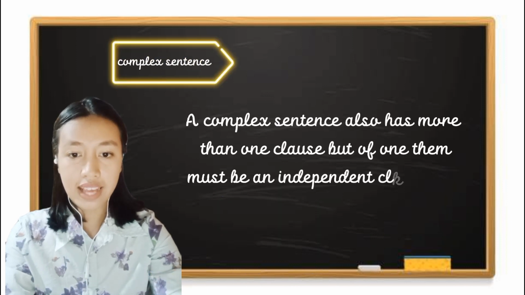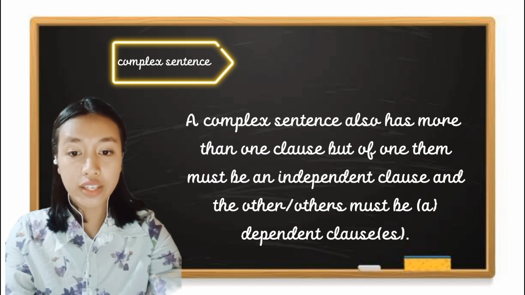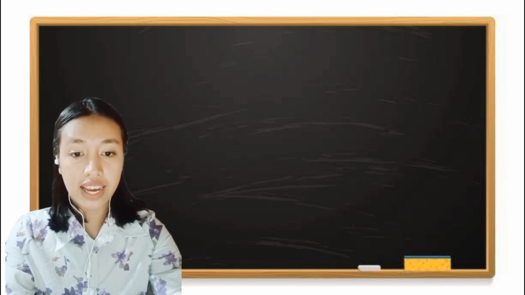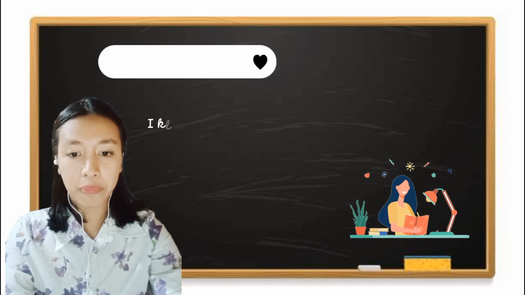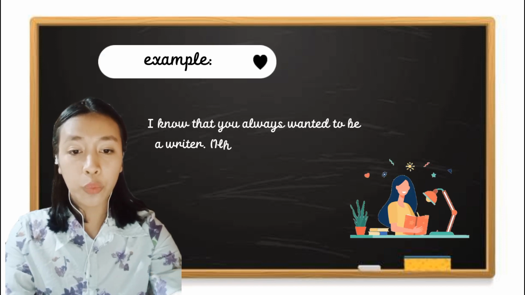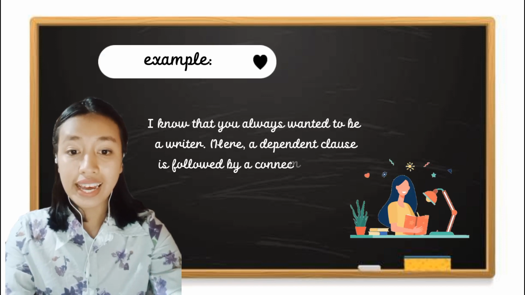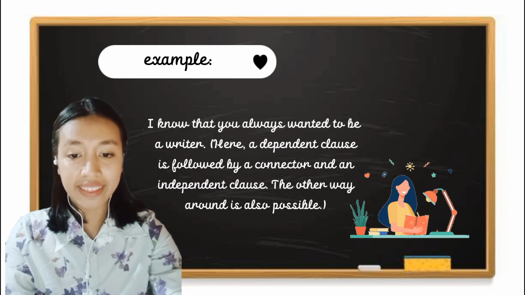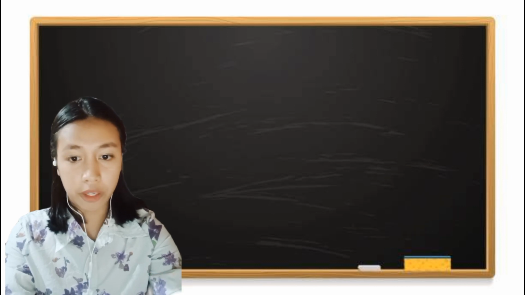Complex sentence. A complex sentence also has more than one clause, but one of them must be an independent clause and the other or others must be a dependent clause or clauses. There are also some particular connectors for the clauses of a complex sentence to be connected. Example: I know that you always wanted to become a writer. Here, a dependent clause is followed by a connector and an independent clause. The other way around is also possible.